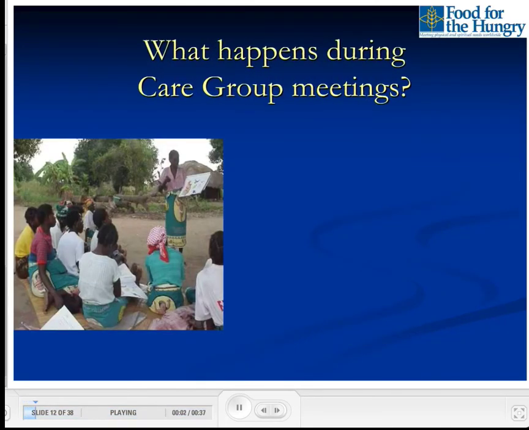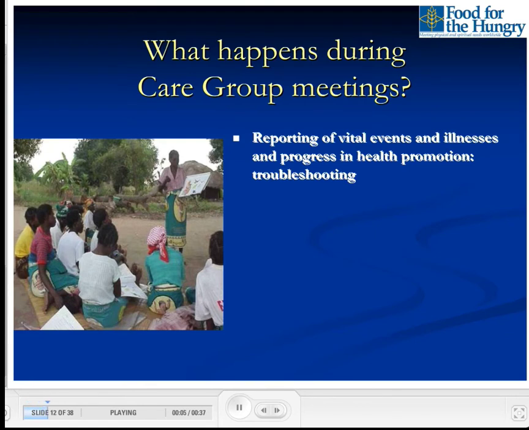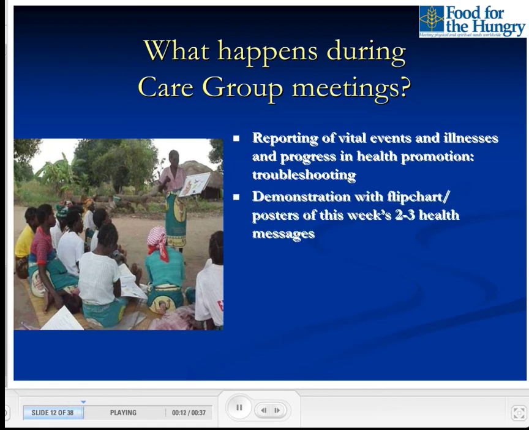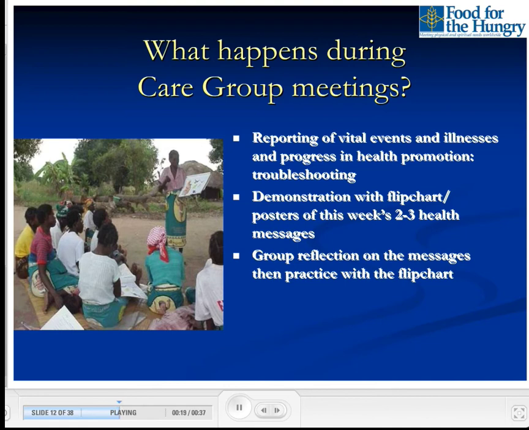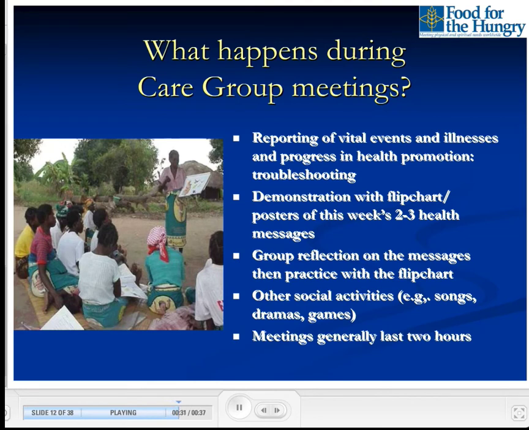Okay, so what happens during the care group meetings? One thing is reporting of vital events and illnesses and the progress in health promotion by the leader mothers. They do some troubleshooting. Also there's a demonstration with a flip chart or a poster of this week's 2 to 3 health messages. There's a group reflection on the messages, and then the leader mothers practice with the flip chart in pairs. And there are other social activities like songs, dramas, and games. These small, frequent meetings with these leader mothers is probably one reason for their success. There's a lot of empowerment of women and ownership that comes through this group structure.